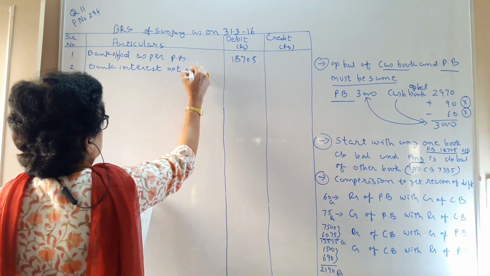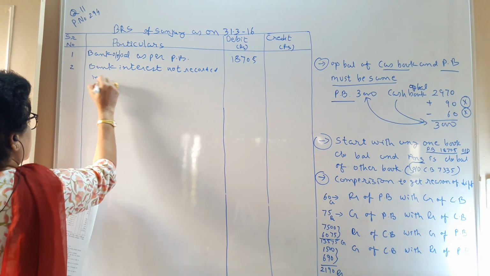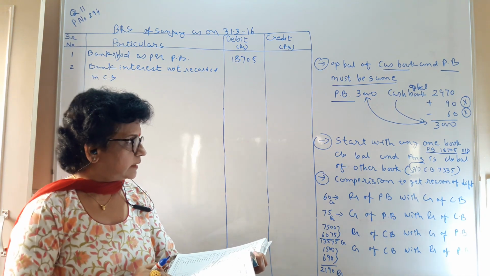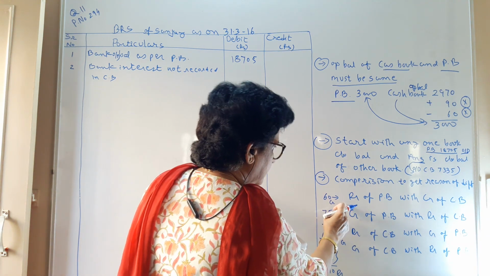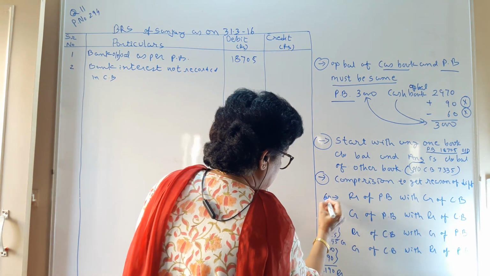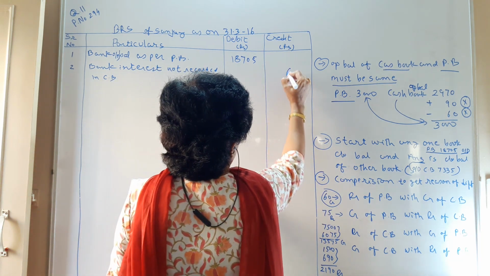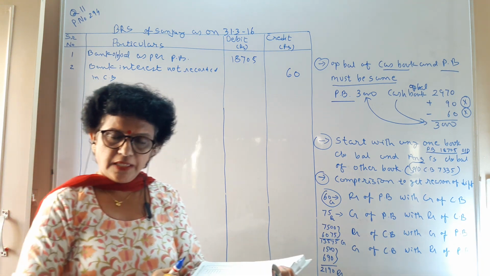So the first reason you are getting is bank interest not recorded in the cash book. We are recording from the passbook, so it is not recorded in the cash book, and you have to record it. This is your expense, so the 60 rupees you have to credit in your BRS. Here the amount is debited in the passbook.